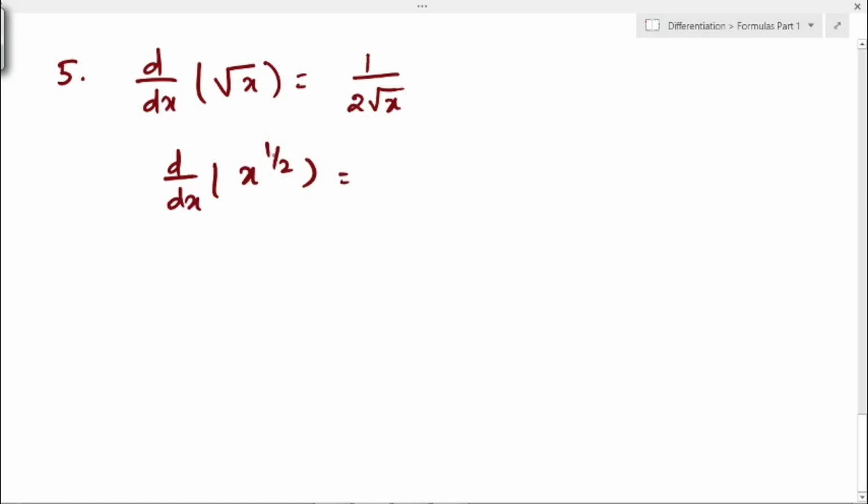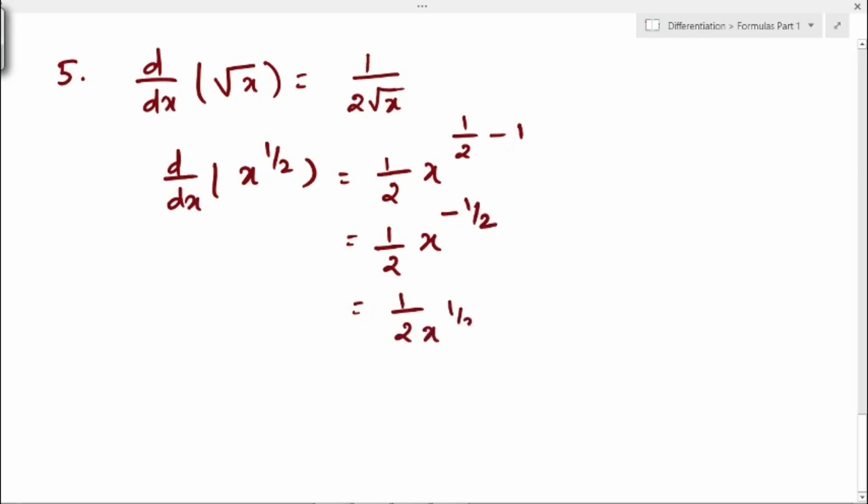This is again in the form x power n. Just substitute in the formula n into x power n minus 1. So 1 by 2 minus 1. So that is nothing but 1 by 2 into x power 1 by 2 minus 1, that is nothing but minus half. Okay. So this is 1 by 2 into x power minus 1 by 2, which can be written as x to the power plus 1 by 2 in the denominator. So 1 by 2 into x power 1 by 2 can be written as root x. So this is how we get it. The differential of root x is 1 by 2 root x.